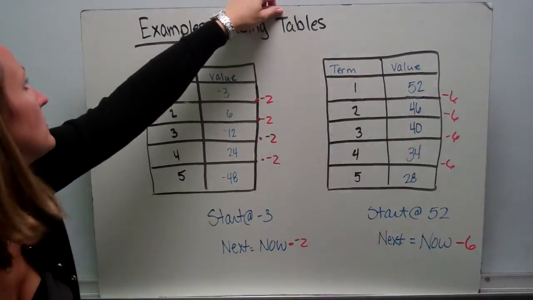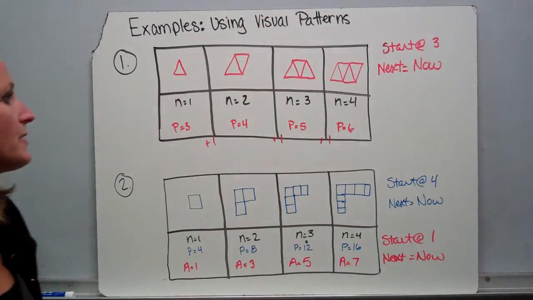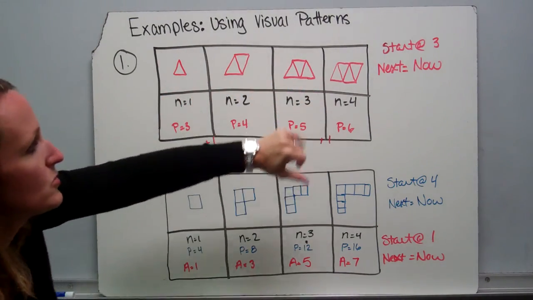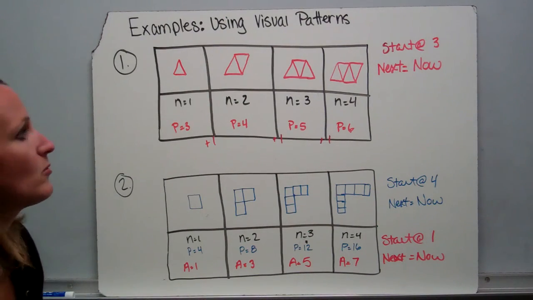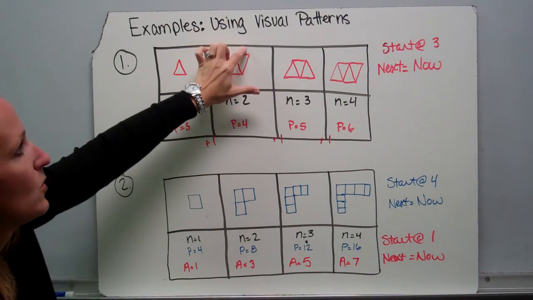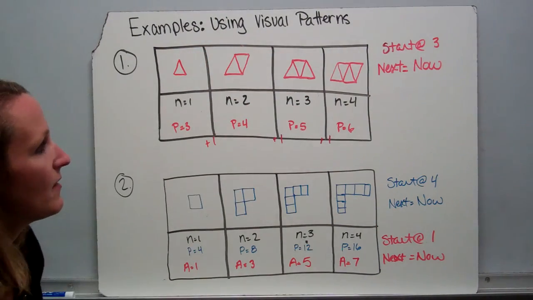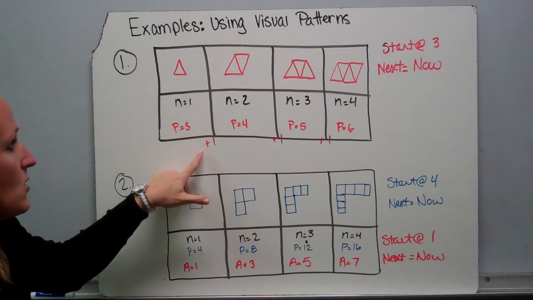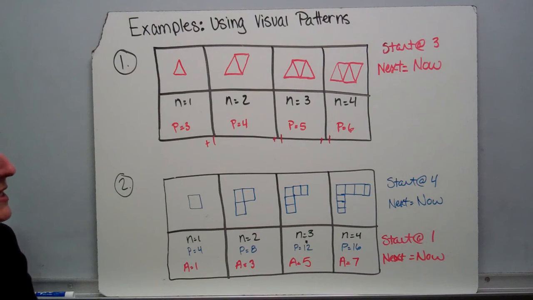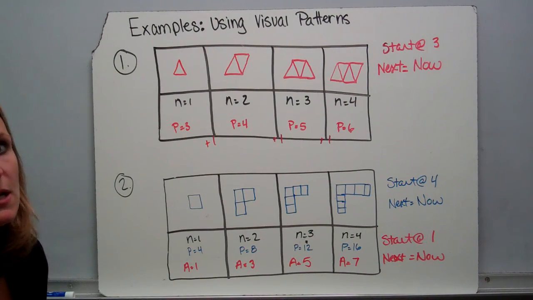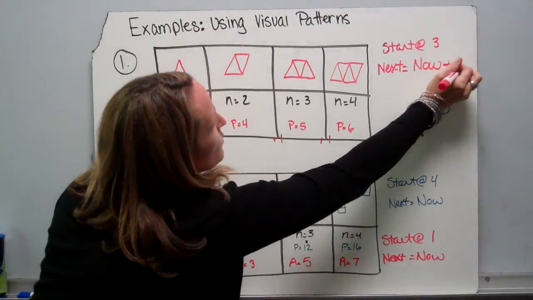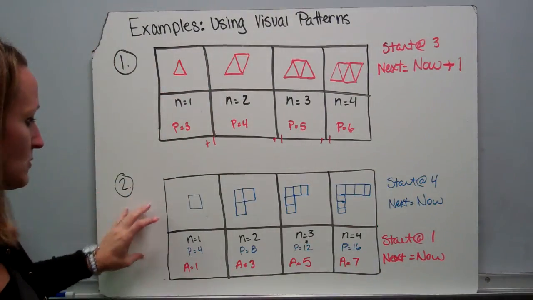From a visual pattern. Okay, so here we have this. I've got a triangle, another triangle, term 3, it's 3 triangles, term 4, and we're looking at the sides in our perimeter. 3, 4, 5. What's happening to our sides? Well, each time our sides are increasing by 1. So our equation would be start at 3, next equals now, plus 1.